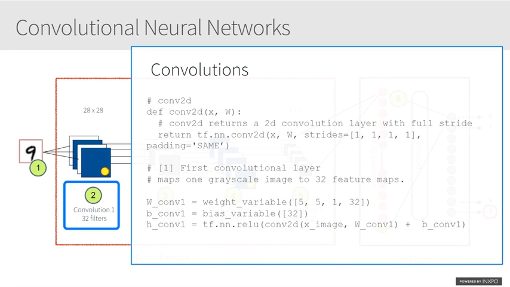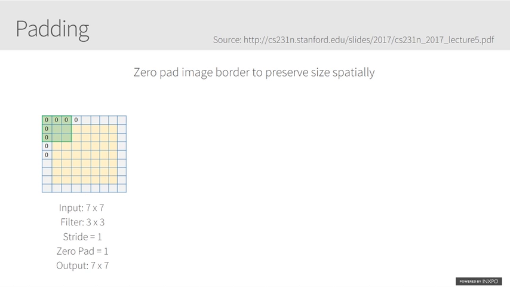And again, this impacts how your TensorFlow code is going to run. So in these convolutions, we talked about the filter size, we talked about the stride, but we also need to talk about the padding. And what's this concept of padding? Well, the idea is that you can zero pad your image to preserve the size spatially.